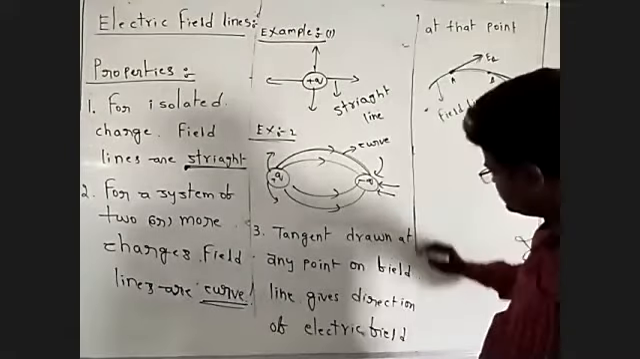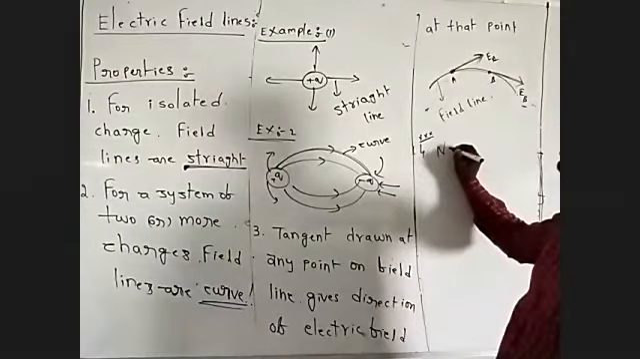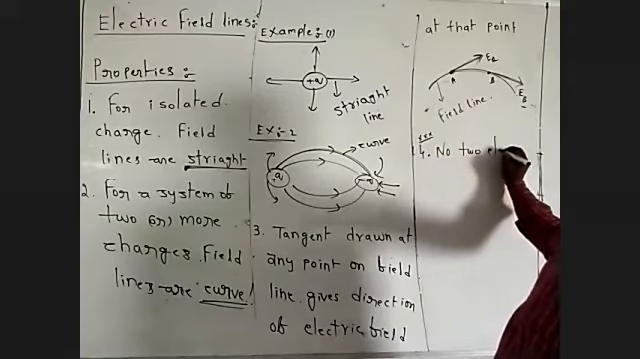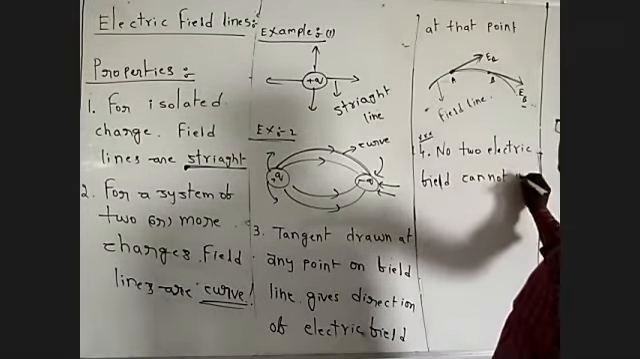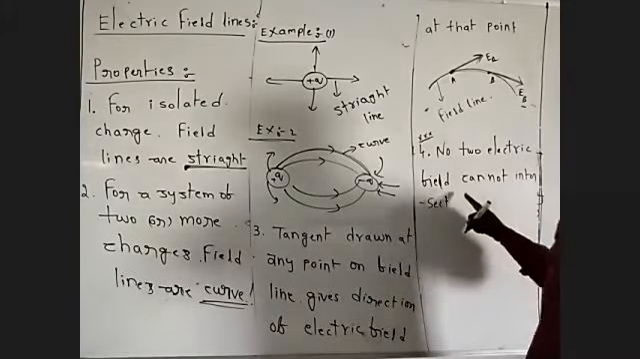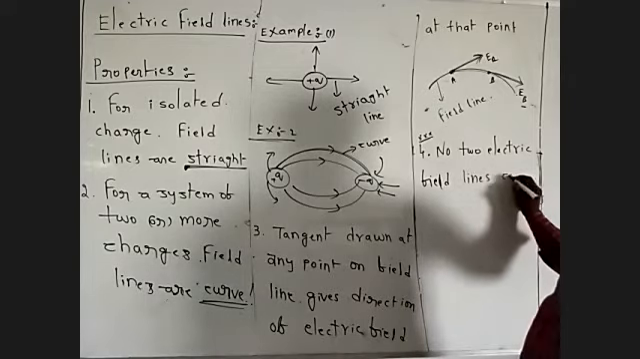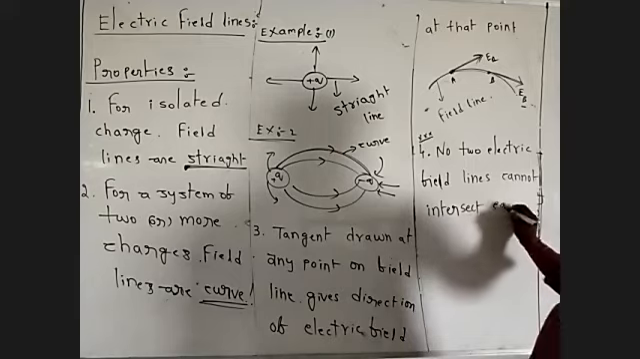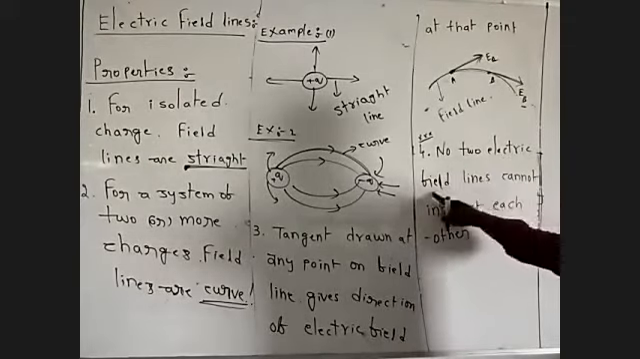That's the point. Next, the fourth point, which is very, very important: no two electric field lines can intersect each other.